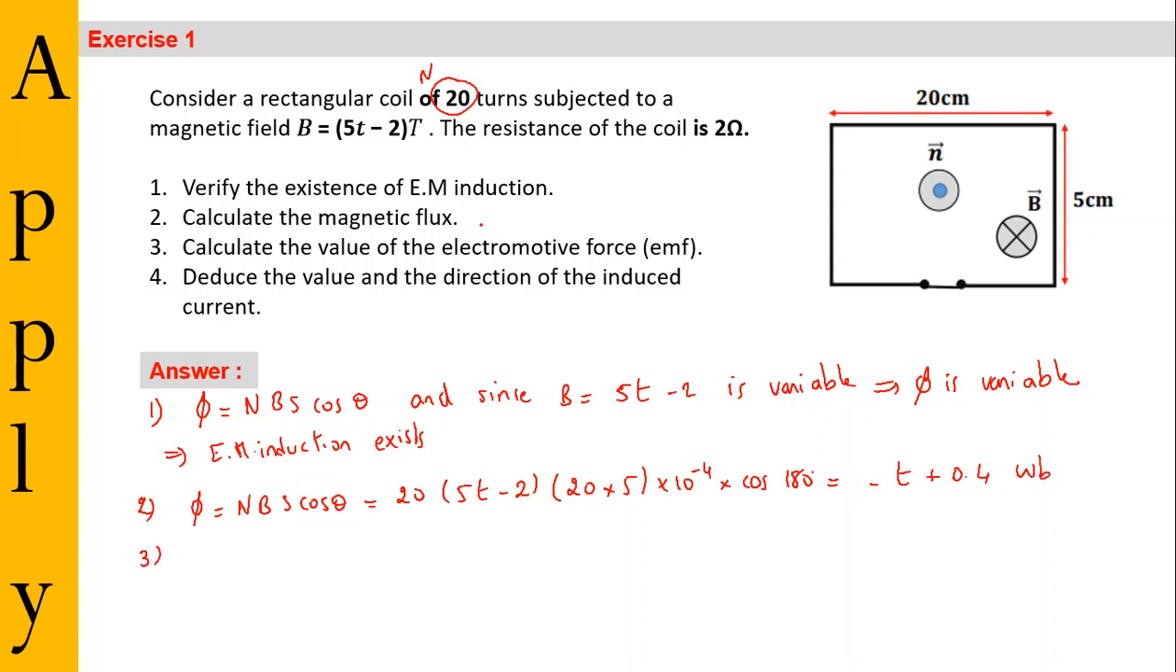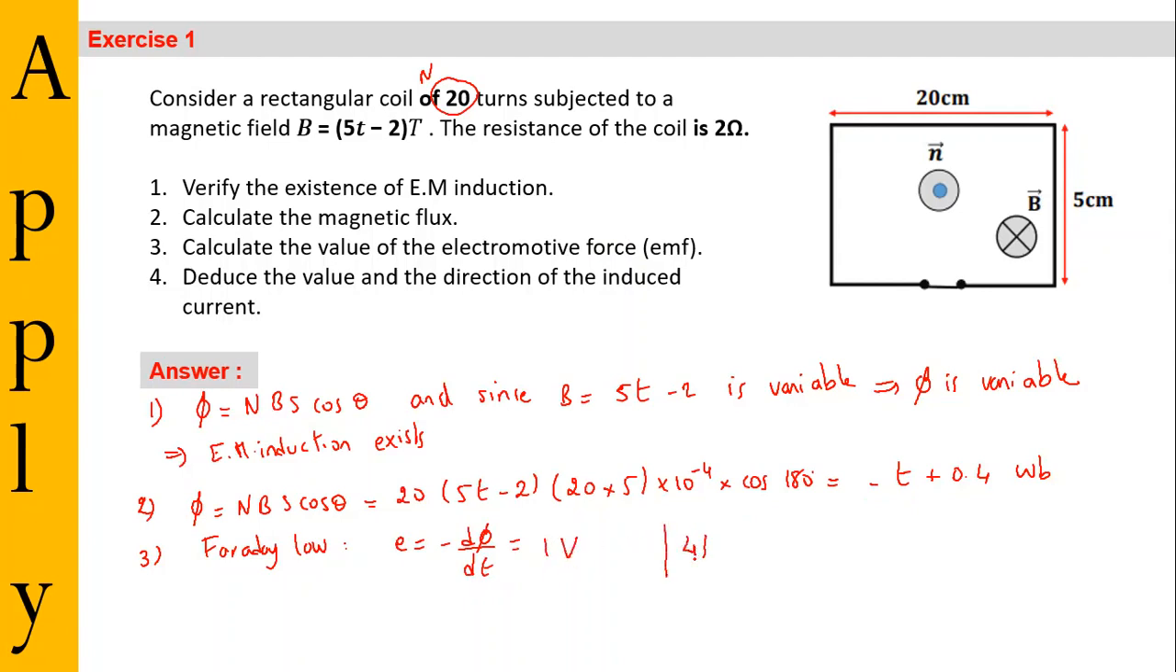Part 3, calculate the value of the electromotive force. According to Faraday's law, E equals minus d phi over dt. By derivative, we get E equal to 1 volt.